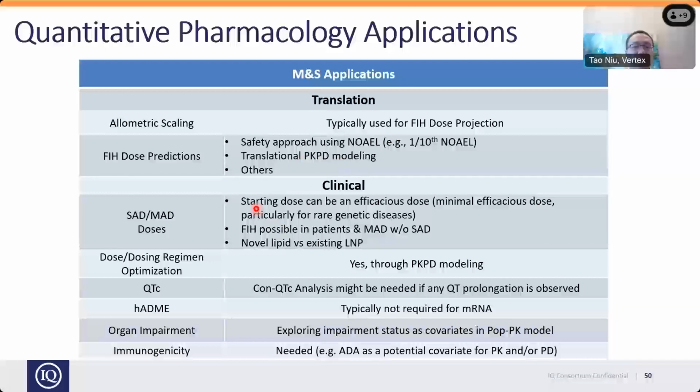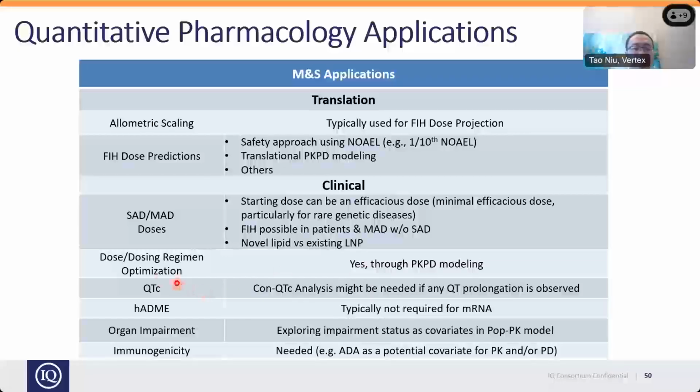For clinical studies, you can start a dose at a minimum efficacious dose, particularly for rare genetic disease, and a first-in-human study is possible in patients directly without a healthy volunteer cohort, and also directly with a MAD cohort without a SAD cohort. And for novel lipid, you typically need to monitor the PK very closely. And for the dosing and dose regimen optimization, it can be done through PK/PD modeling. My colleague Ming will give you an example.